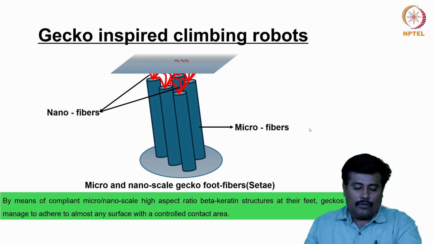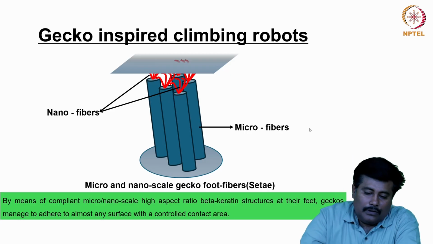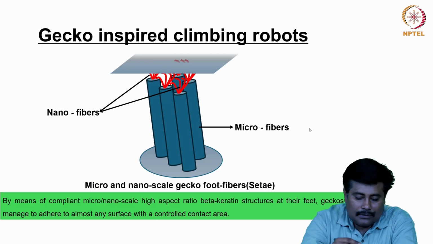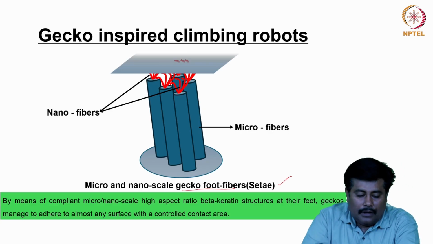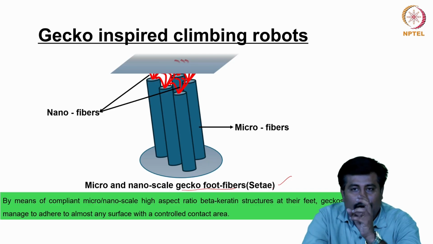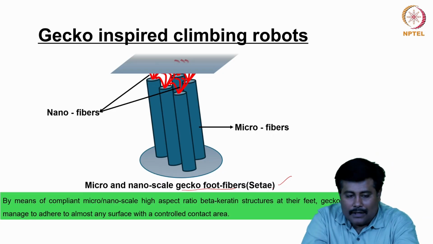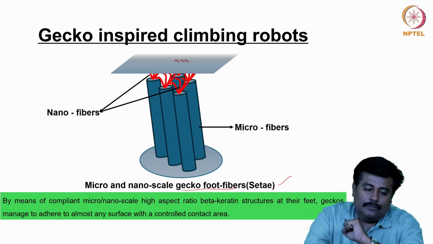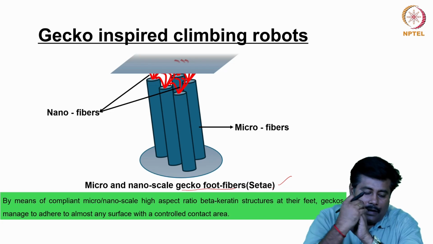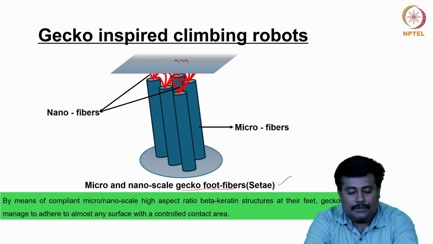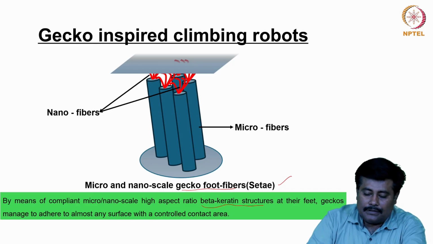If you closely observe the overall mechanism of this gecko-inspired climbing robot, it has different fibers in place. This is called the gecko foot fiber, which we call setae. These foot fibers have a micro and a nano scale: nanofibers and microfibers. These microfibers integrated with nanofibers are kept in such a way that they act as a compliant mechanism with high aspect ratio, and we call it a hierarchical structure at their feet.